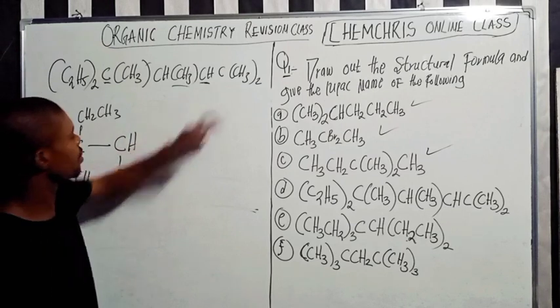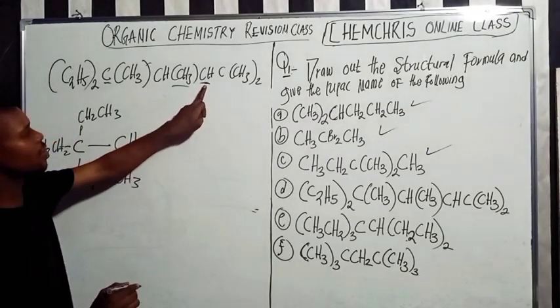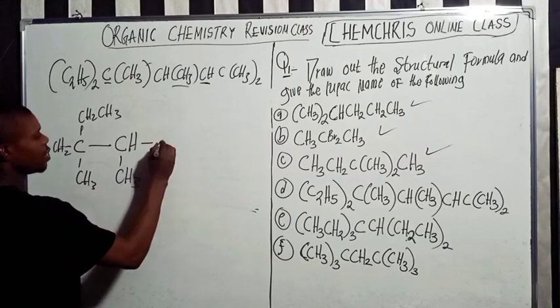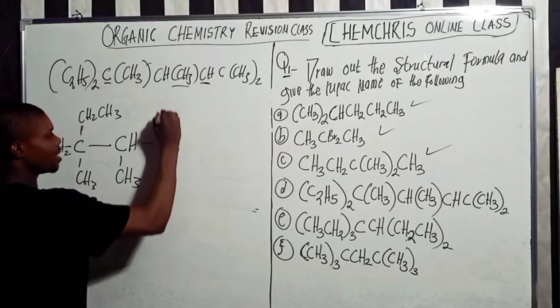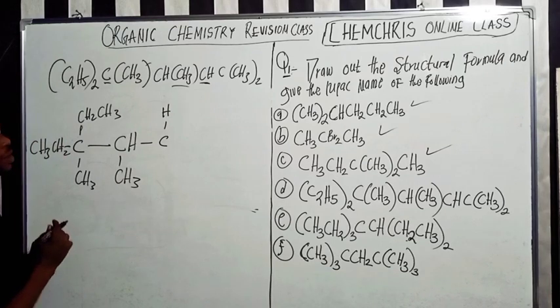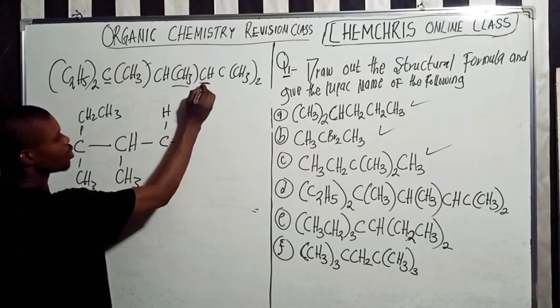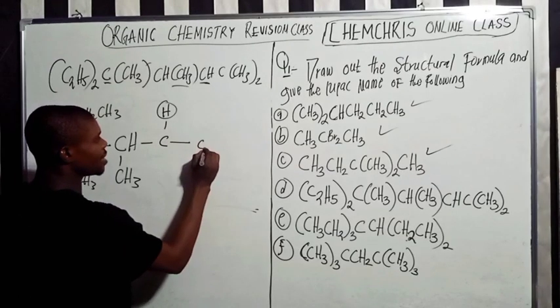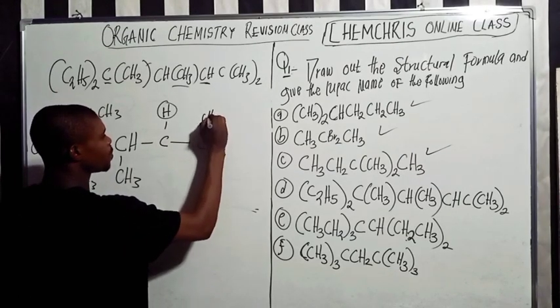Like there's a double bond here. So let's move to this other one here. If you check it, here we have a carbon and a hydrogen, right? Then this carbon atom only has one hydrogen. Can you see that? Then this carbon here is having two methyl groups.